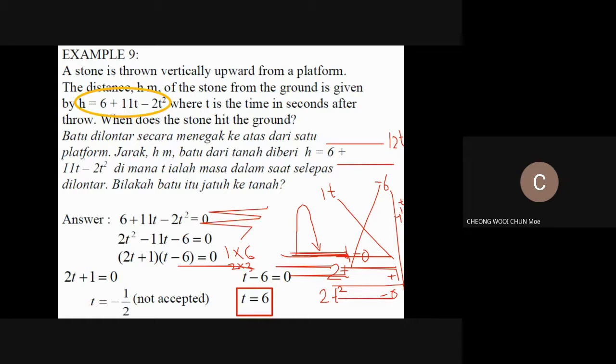So for negative 12 plus 1 is negative 11t, same. Then from here, t minus 6, t minus 6, 2t plus 1, 2t plus 1. So 2t plus 1 equal to 0, t minus 6 equal to 0. Okay, so 1 bring over negative 1, 2 bring over become divide 2. So negative 1 over 2. Negative 6 bring over positive 6. So answer is 6. Why? Because time cannot be negative.